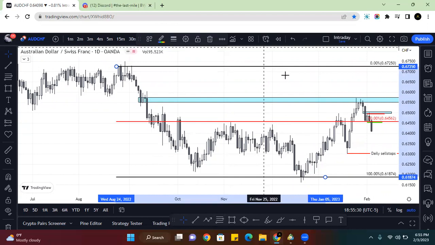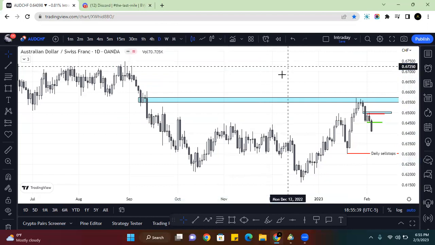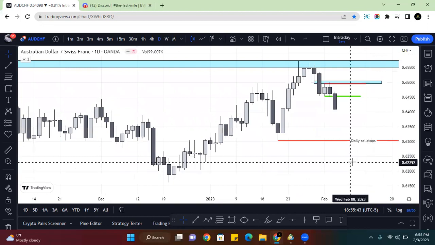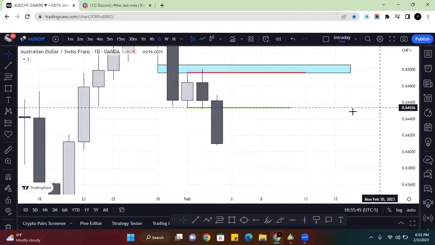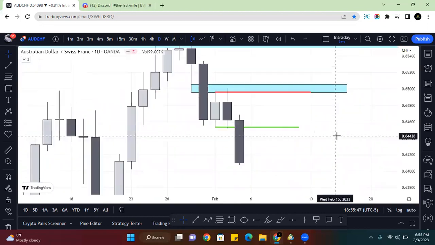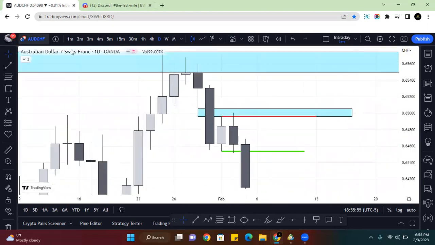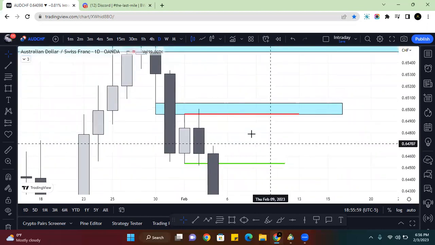right? Fundamentally, Switzerland's going to be doing way better than Australia. Australia just had some bad economic reports come out. If I remember right, it was last week for their country. So Switzerland is a pretty resilient economy. Even when the world's in shambles, Switzerland's economy is always strong. So that's why the Australian dollar is trying to sell, right? From a fundamental point of view.